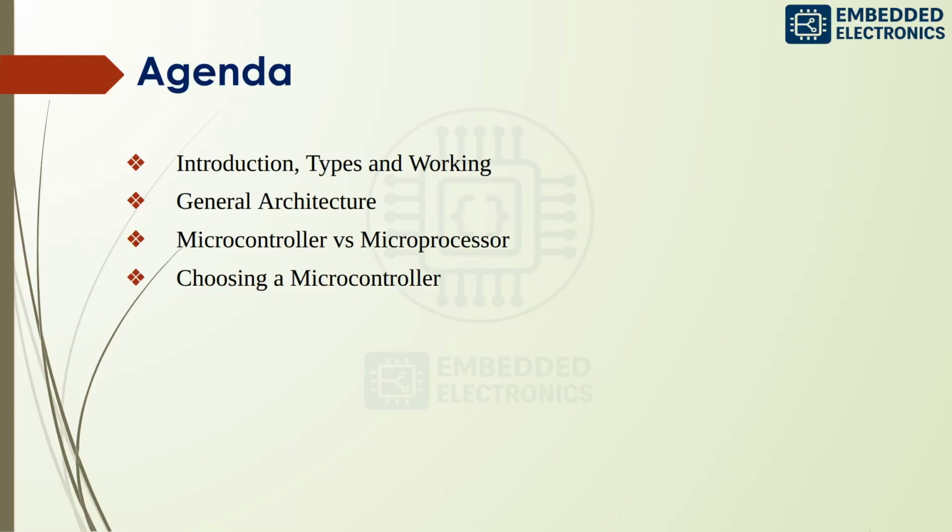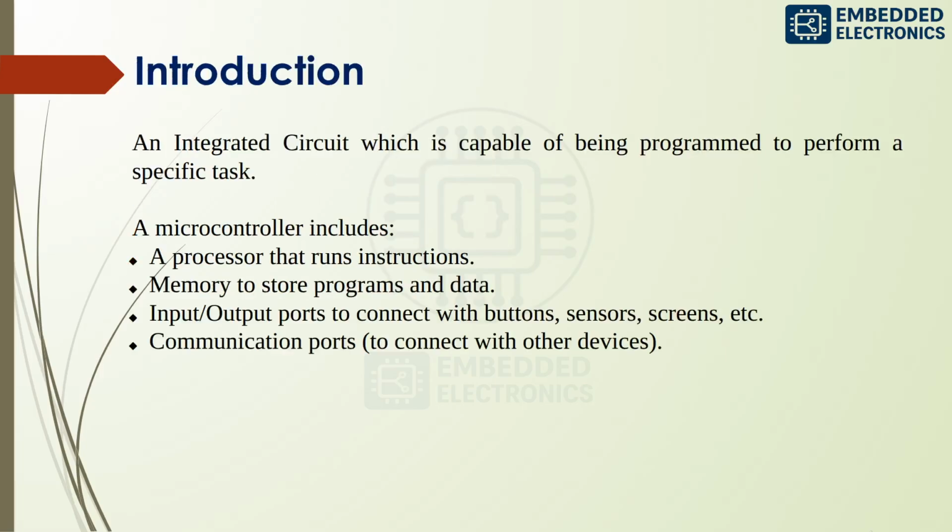And this session will cover the following topics: introduction, types and working, general architecture, microcontroller versus microprocessor, choosing a microcontroller. So what is a microcontroller? What does it do? It is an IC which is capable of being programmed to perform a specific task. That is nothing but a microcontroller, not a general purpose task. It will perform a specific task.